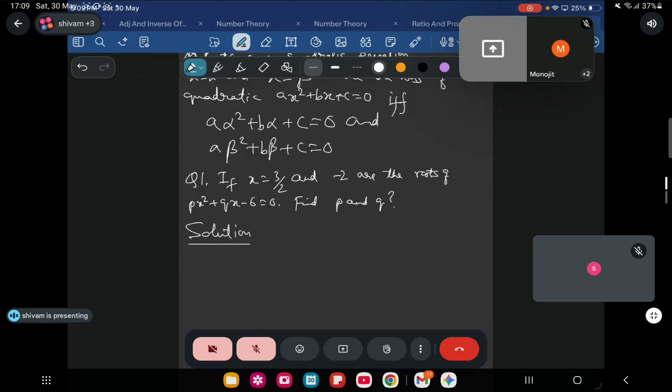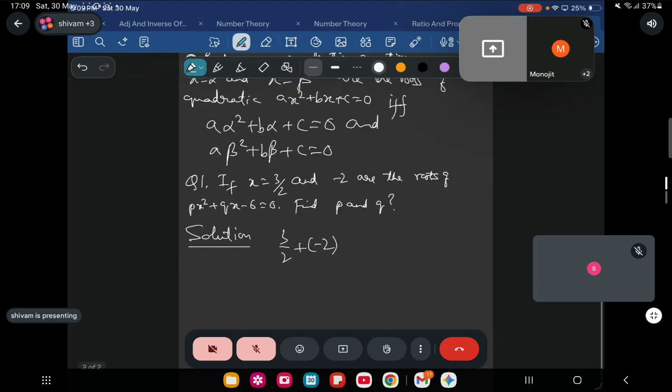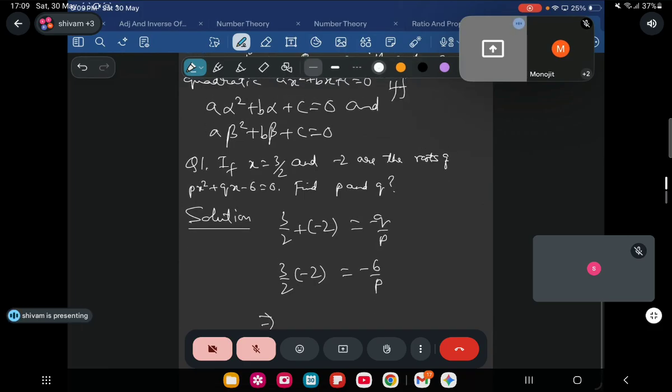So, sum of the roots, that is 3 by 2 plus minus 2. Sum of the roots is equal to minus q by p, right? And product of the roots is equal to c by a, which is minus 6 by p, right? So from here we'll get the value of p.